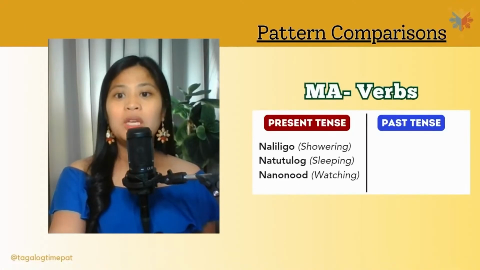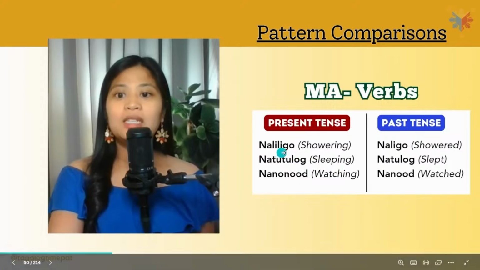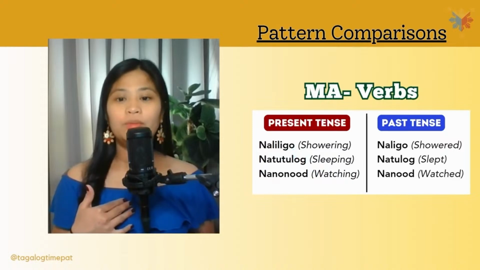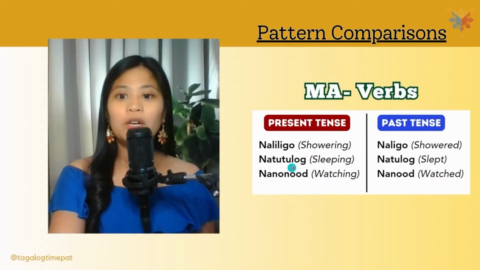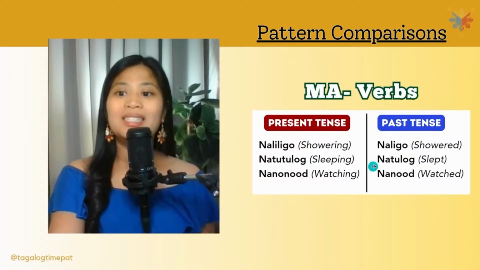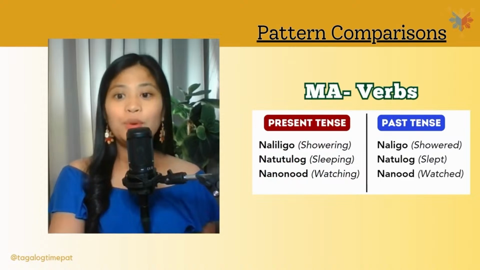Let's compare. So in the present tense, shower is naliligo. I am taking a shower. Naliligo ako. In the past tense, it's naligo. Naligo ako. That's showered. I took a shower. For the verb matulog, in the present tense, it's natutulog siya. So natutulog is sleeping. In the past tense, it's natulog. That means slept. Then for the verb manood, in the present tense, it's nanonood.